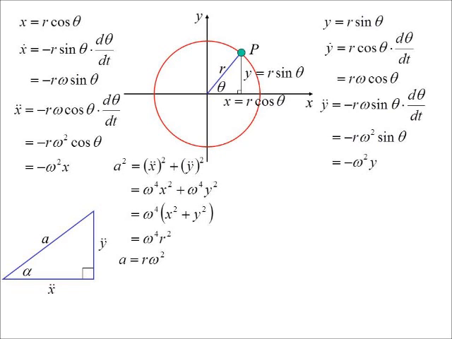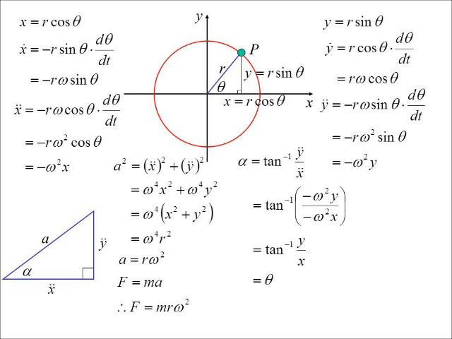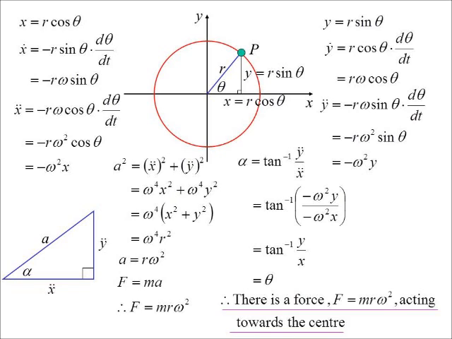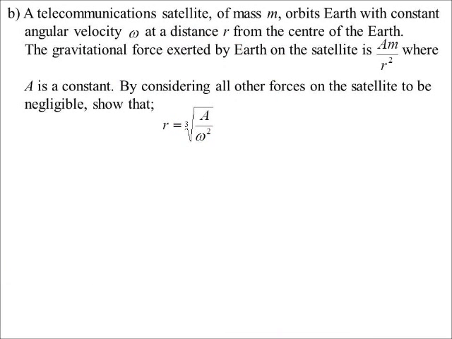It'll be going along the hypotenuse. We want to show that that actually is going to the centre. So there's the force. Well, we know that angle will be the inverse tan of ÿ over ẍ. So that'll be the inverse tan of y over x, because the ω² and the minus cancel. Well, we know that the inverse tan of y over x is θ. So in other words, it is going in the same direction as the radius, or towards the centre. So there's a force, mrω², and it is acting towards the centre. So that's probably the simpler way of proving it rather than using all the vectors and what I did earlier.